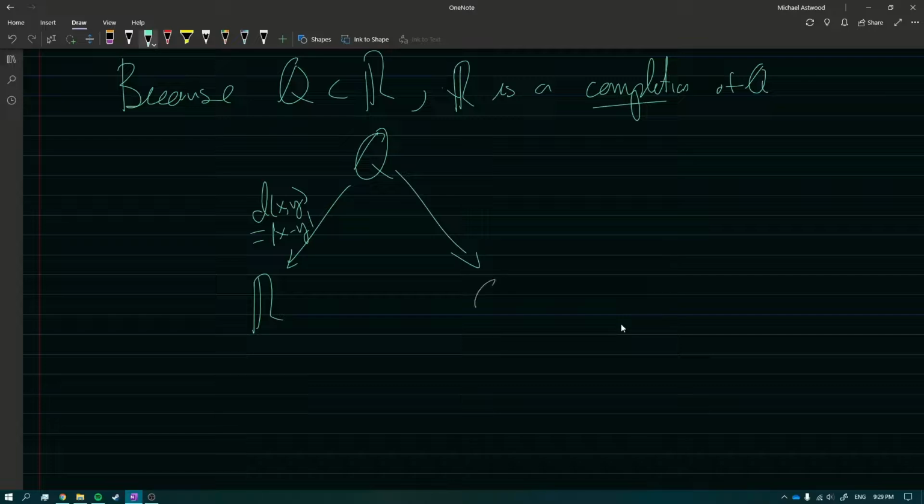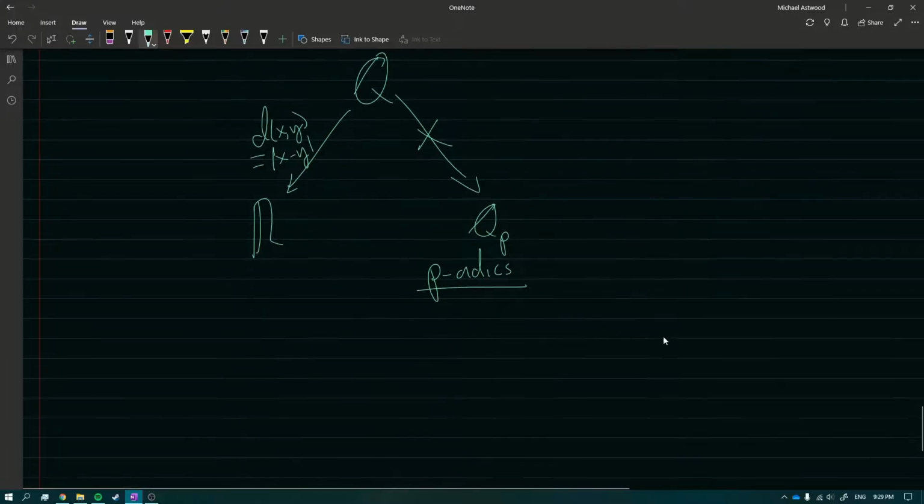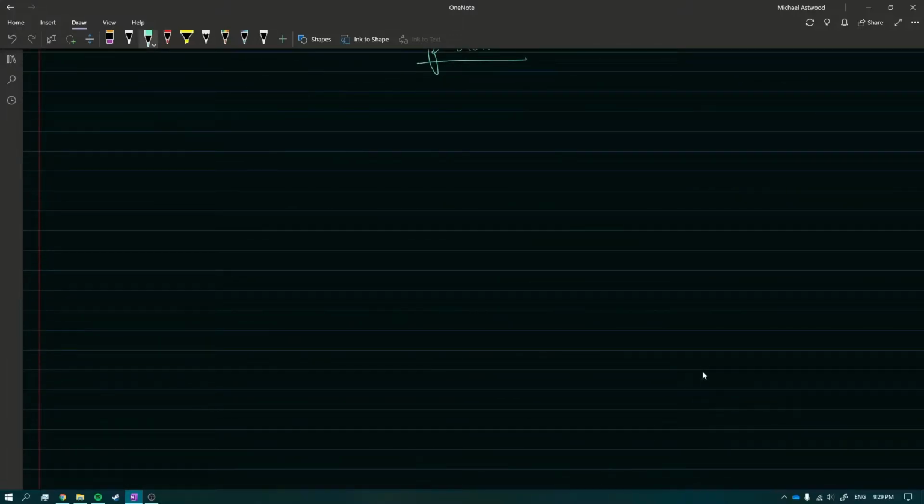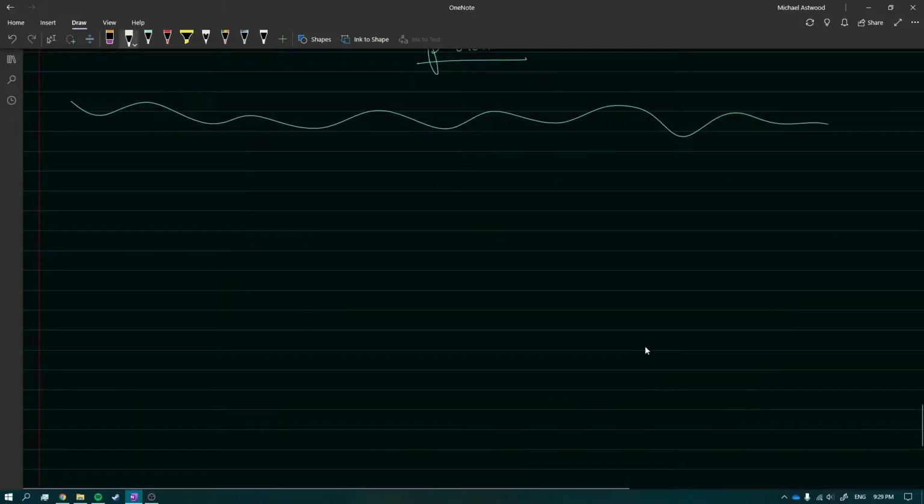So you can call this one Qp, the p-adic numbers. These are a completion of Q, but we're not going to go this route because it's just not relevant in differential geometry unless you're doing p-adic differential geometry, which is probably a bad idea. But, you know, I don't know. Okay, so anyways, I went on a little bit of a tangent there.